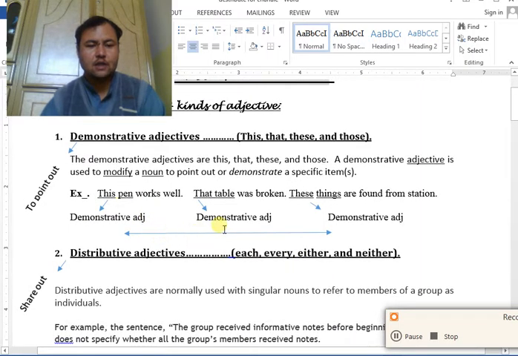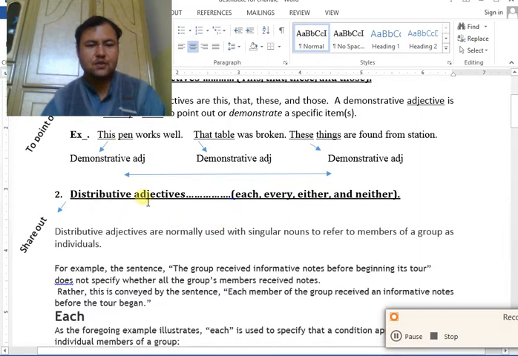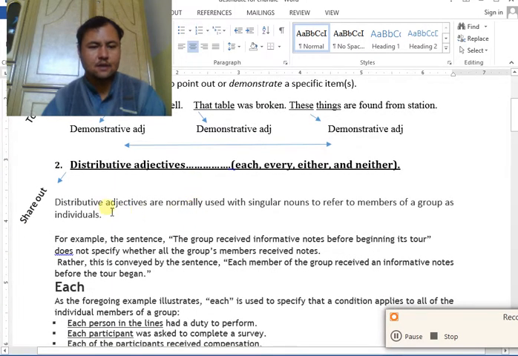If I scroll down, there is another one, the second one, distributive adjectives. What are distributive adjectives? Each, every, either and neither are called distributive adjectives. What is the meaning of distributive? Share out. Whenever you want to learn a grammar, you should know the meaning of that word first. If you become aware of the meaning, then understanding that grammar will be pretty easy for you.